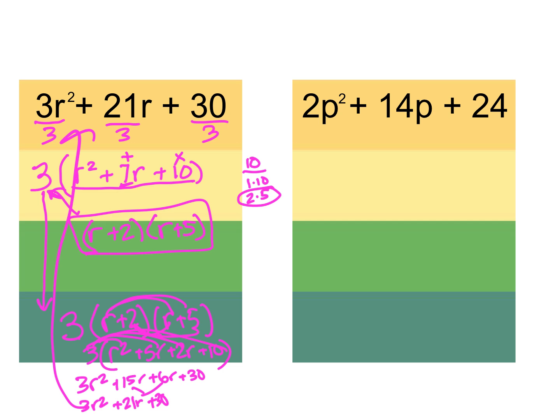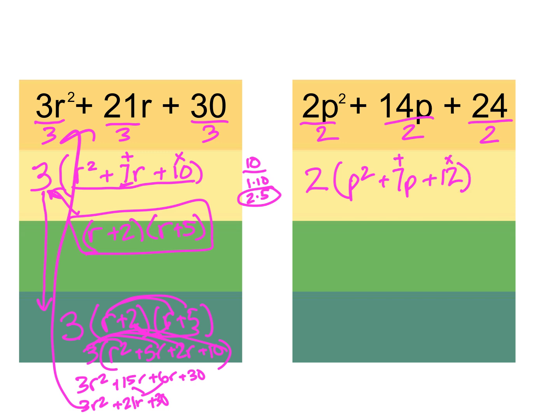All right, let's try the next one. Do you notice a number that can be divided by each one of these terms? Did you say 2? Good job. Divide each one by 2. When I divide them each by 2, I have pulled that 2 out, and now I have p squared plus 7p plus 12. Okay, again, this is my sum, this is my product.